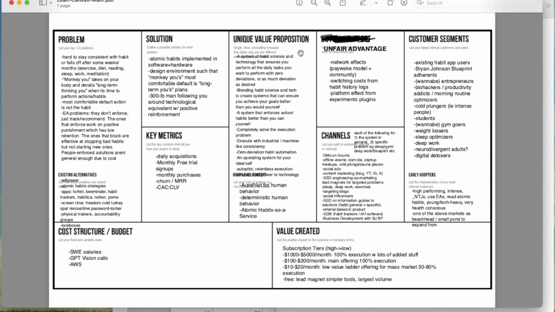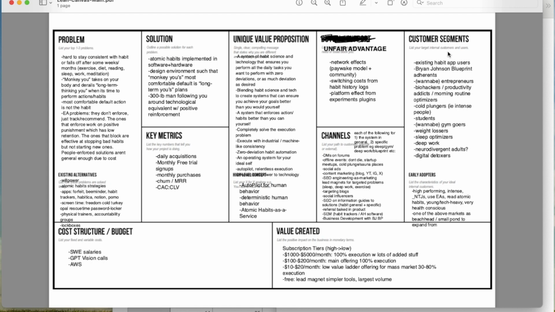So it's basically building some system of habit science and technology that ensures you perform all the daily tasks you want to perform with zero deviations, or with as much deviation as you want. And it's like a system that enforces action and habits better than you can yourself, solving the execution problem, like an operating system for your ideal self, autopilot for human behavior, that kind of thing.